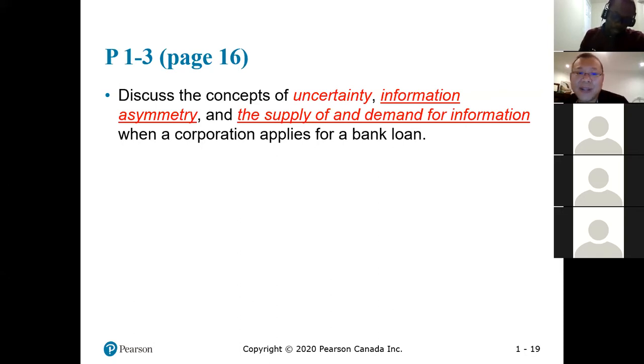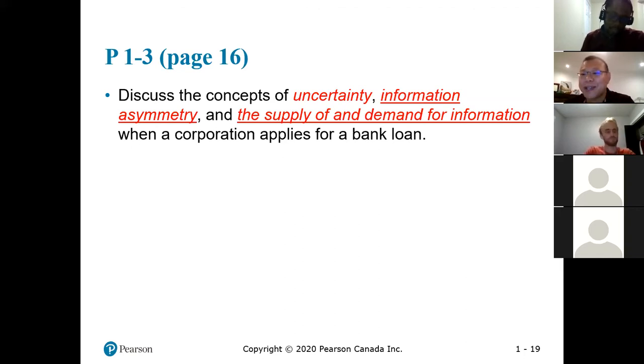What is the information asymmetry? It is just one party having more information than the other. So the corporation managers have better information, more information than the bankers. And the supply and demand for information: the corporation has to supply information because they need to get a loan. Without the information, the bank will not give them a loan. And the bank demands information because they rely on it to assess and evaluate the risks of the corporation. It's pretty clear.